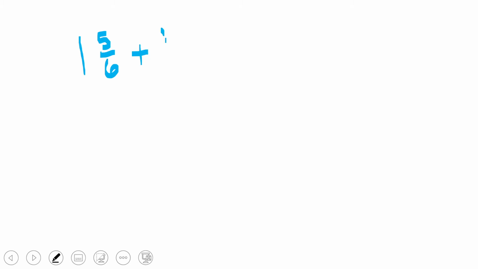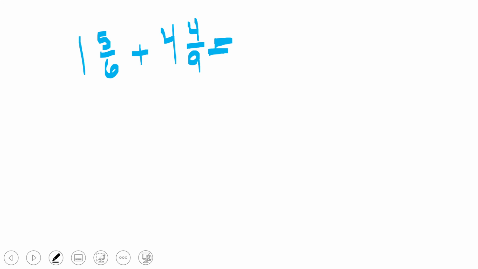Let's look at adding mixed numbers. 1 and 5/9. I'm going to change that. Let's do 1 and 5/6 plus 4 and 4/9. There's a couple ways we could tackle this. So just working with the fraction and thinking, oh, we can add those if we have like denominators.